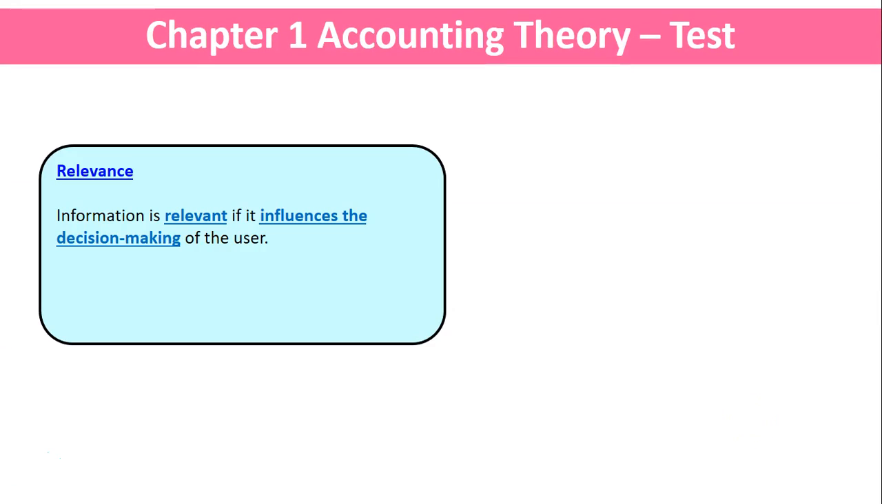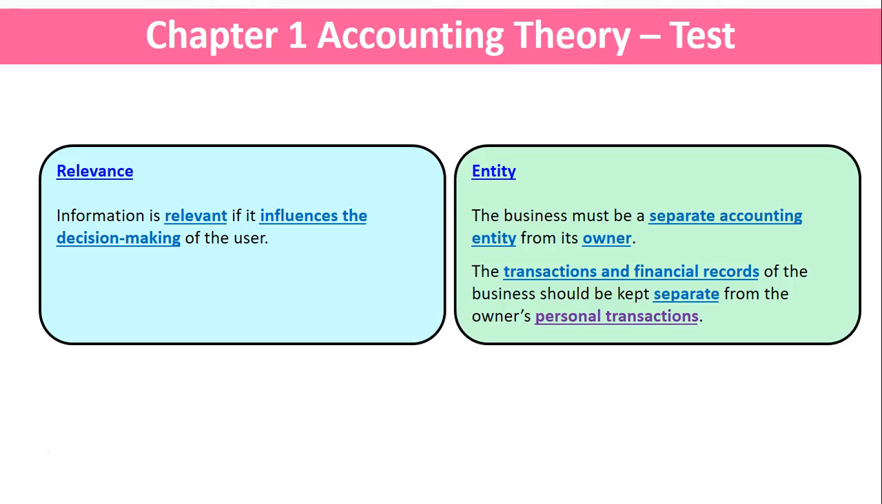Relevance says information is relevant if it influences the decision making of the user, whereas the entity principle says the business is a separate accounting entity from its owner. The transactions and financial records of the business should be kept separate from the owner's personal transactions. Seems like both of these apply to a business owner paying her daughter's orthodontist fees as a business expense. So if they're both right, how can we only have one right answer?